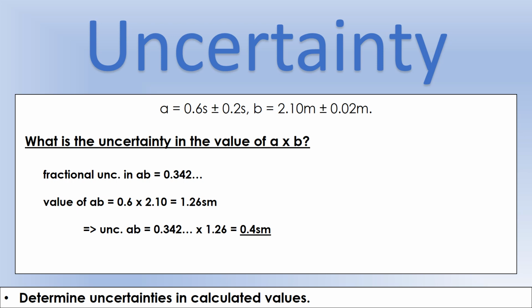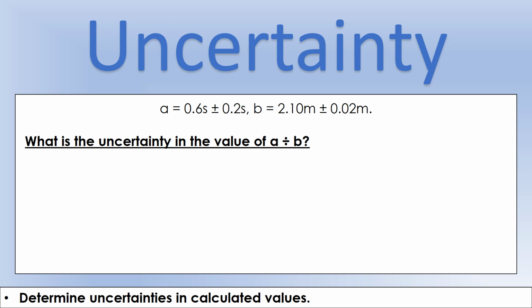So what does this mean? It means AB is equal to 1.3 plus or minus 0.4 seconds meters. Now, why did I round to 1.26? Well, if our uncertainty is in the first decimal place, we can't possibly be giving a second decimal place. That's just nonsense. So I just rounded the value up to 1.3, and it's plus or minus 0.4. So essentially, it's between 1.7 and 0.9.